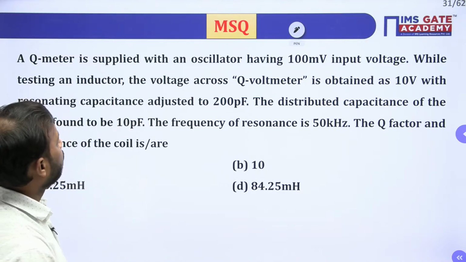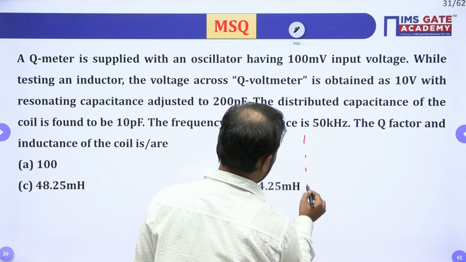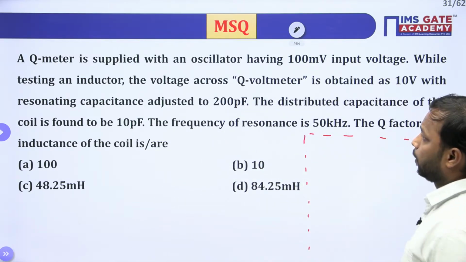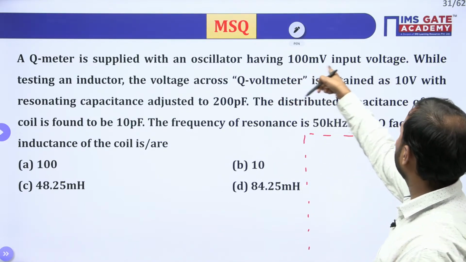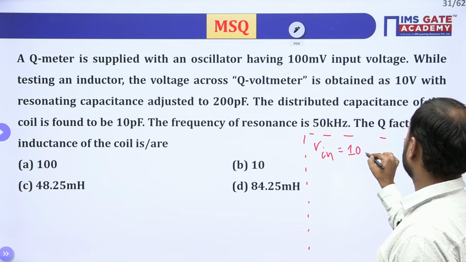Now let me write the data so that you can have some idea of how to solve this question. The oscillator will have 100 millivolt as an input. So let me take Vin as 100 millivolt.